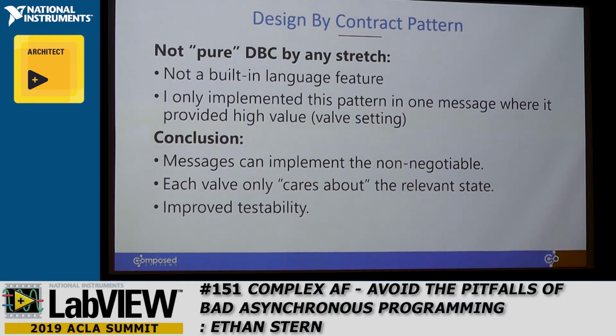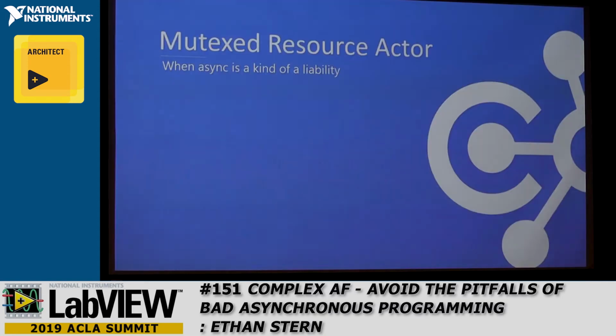So this is an example of a message implementing what's non-negotiable. It's implementing the semantics that my caller wants a guarantee of. Each valve only cares about the state relevant to it. A might care about B, and D might care about E, F, and G, but they don't have to know everything about each other. My contracts are small, logical blocks that I can check at runtime, and it's testable. I have a test suite that exercises breaking contracts and satisfying contracts.